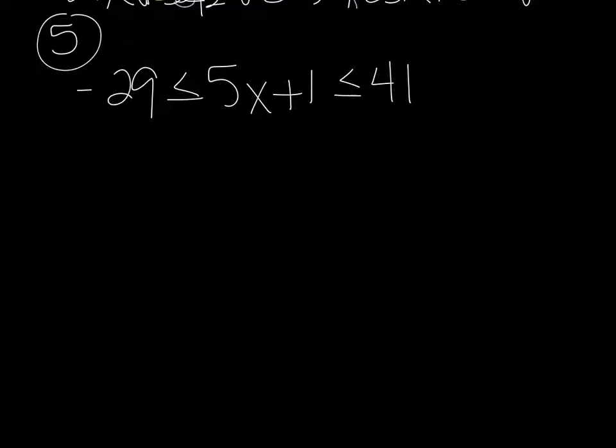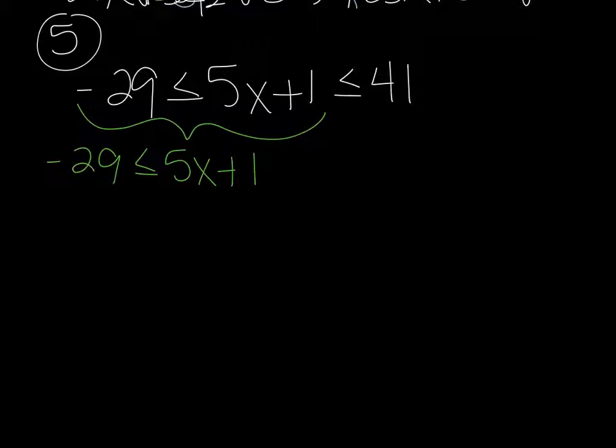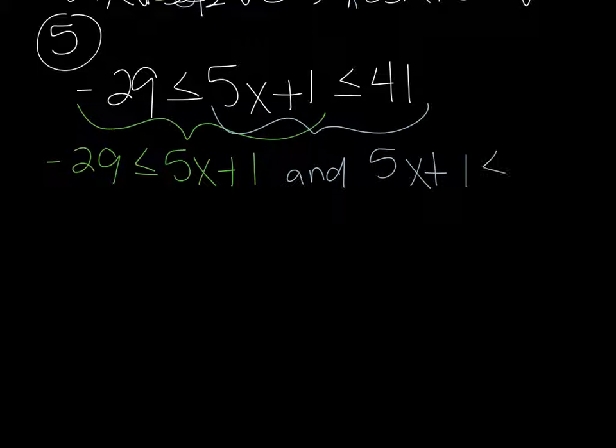So first thing we're going to do with this one is we're going to break this apart into its 2 separate statements, okay? So we have negative 29 is less than or equal to 5x plus 1. And then the second one, we have 5x plus 1 is less than or equal to 41. Okay, I want you guys to go through, once again, solve both of these, and then stop. We'll check our answers together.